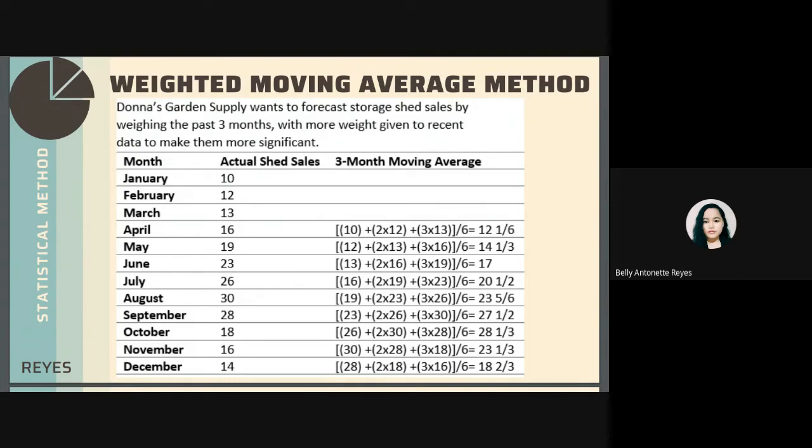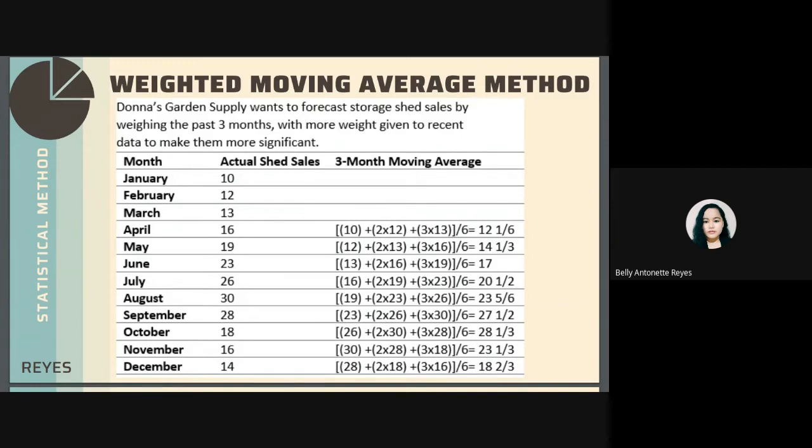In this method, the process of forecasting is just the same as the moving average method. It's just that we gave different weights based on their level of significance. So for the April forecast, we multiply the January demand by 1, the February demand by 2, and lastly the March demand by 3. The sum of these is divided by the total weight of 6, giving us a 2 and 1/6 forecasted demand for the month of April.